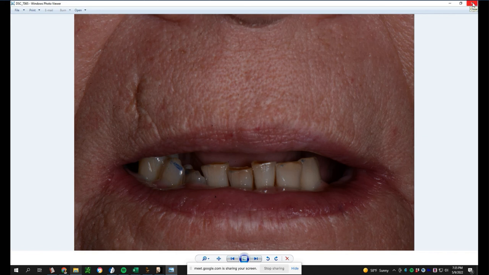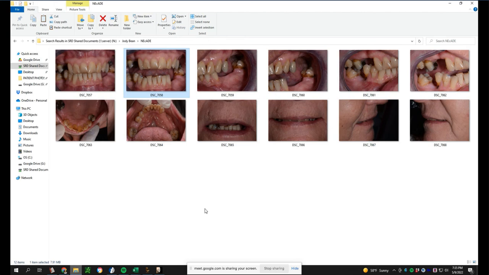But on a scale of 1 to 10, how important is it for her to improve the color of her teeth? I think it's high on her list. Yeah. Was that something she brought to your attention? Yeah, she said she doesn't like the look of her teeth at all.